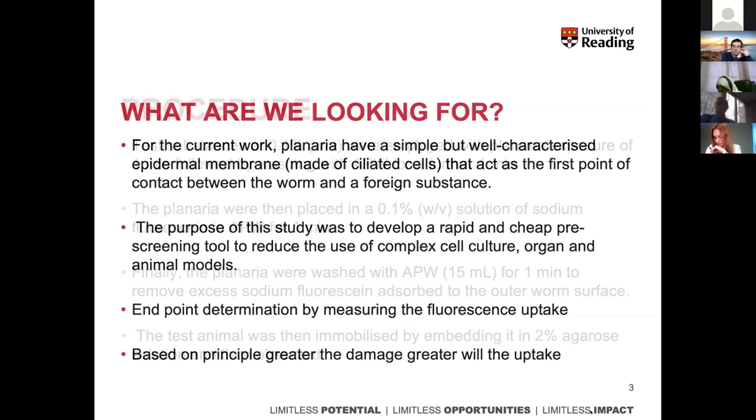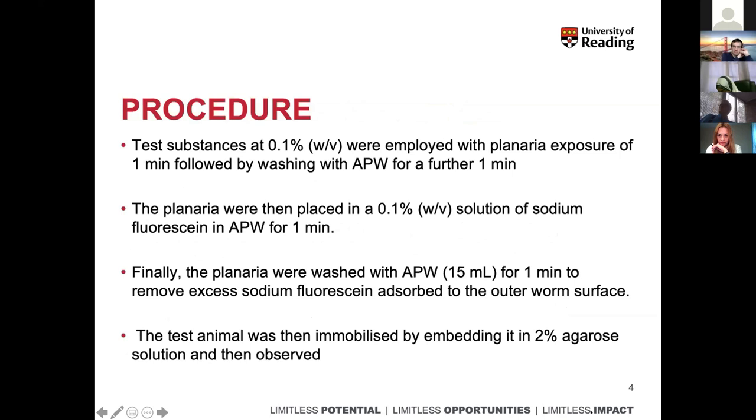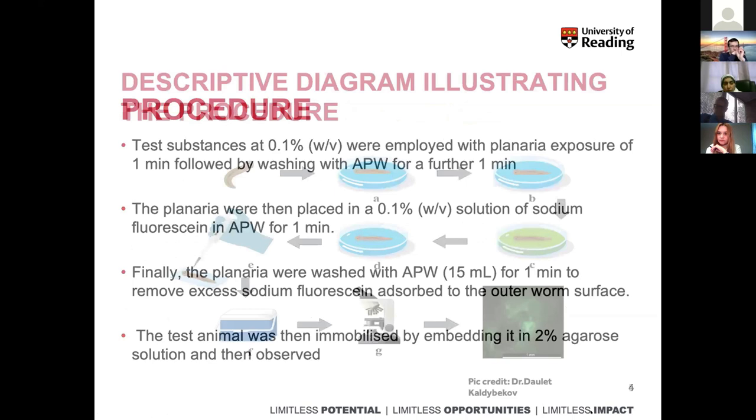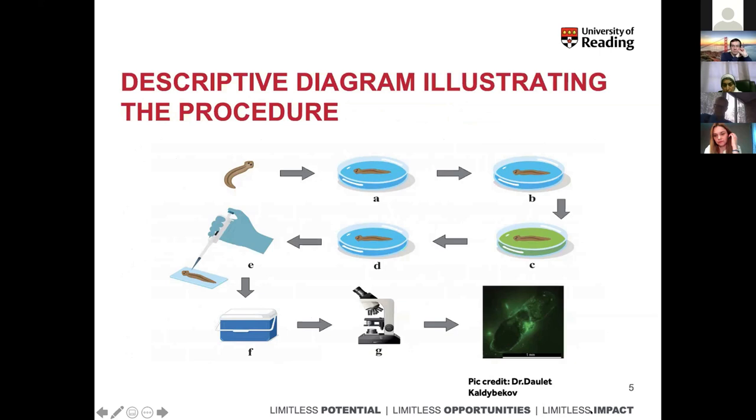So for this purpose, we developed a simple assay. That simple assay consists of four main steps. I will move to the next slide. The first step was to take planaria and put them in a petri dish. That petri dish contained our required toxic chemical compound, and the planaria were left in it for 1 minute.